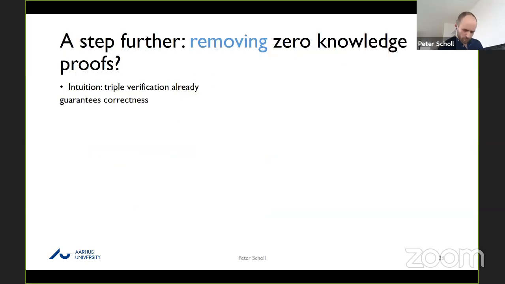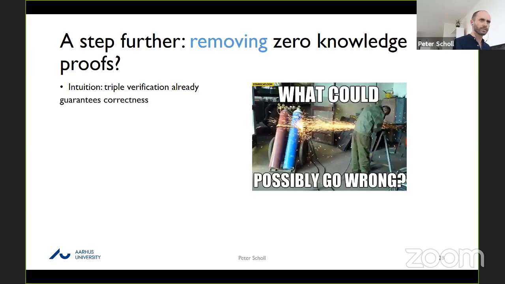So I've talked about maybe improving the zero-knowledge proofs, but I think one thing that's interesting to explore is whether we actually even need these zero-knowledge proofs in the first place. We already have this triple verification procedure, which guarantees that what you have at the end is a correct multiplication triple. So what could actually go wrong if you just take out the proofs and run SPDZ as is?